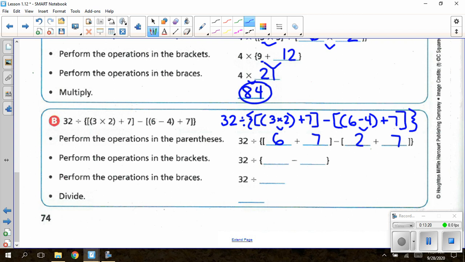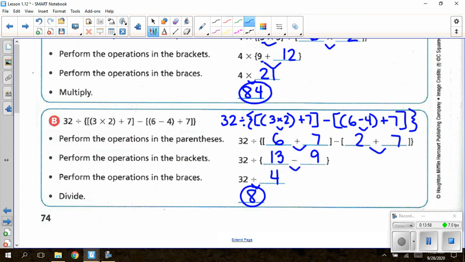So now, like I said, brackets are solved just like parentheses next. So I would take my 6 plus 7, which is 13, and my 7 plus 2, which is 9. I brought down the minus sign that was in between both sets of brackets. I brought down the braces, and we also have the 32 divided by. So now I have to solve my final grouping symbol. So 13 minus 9 does give me 4. And then 32 divided by 4 is my last step to get an answer of 8.